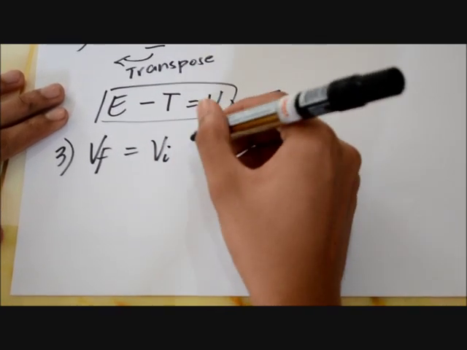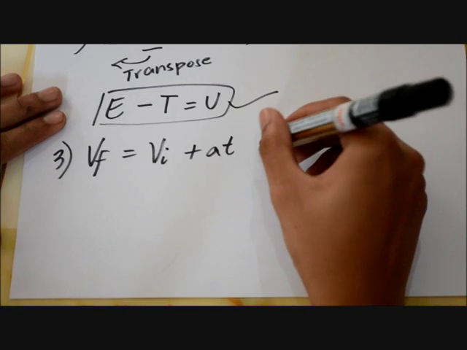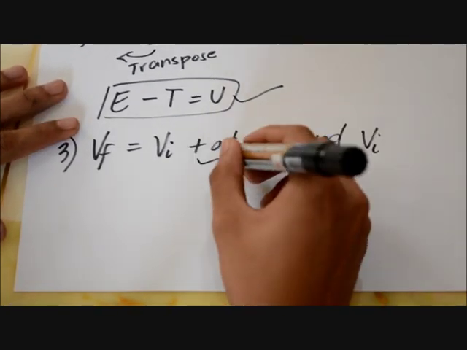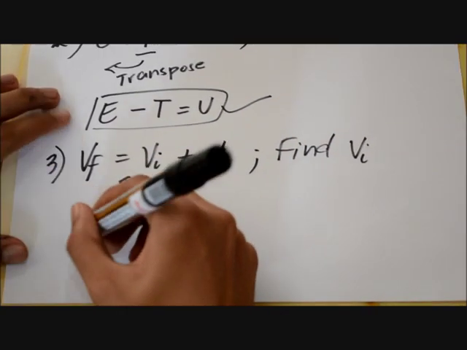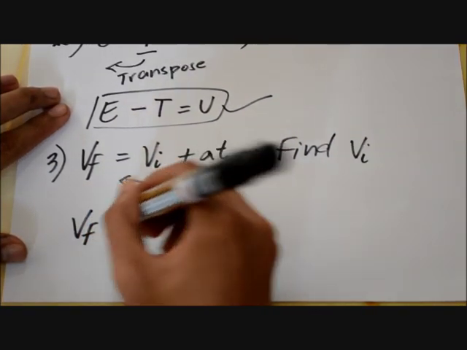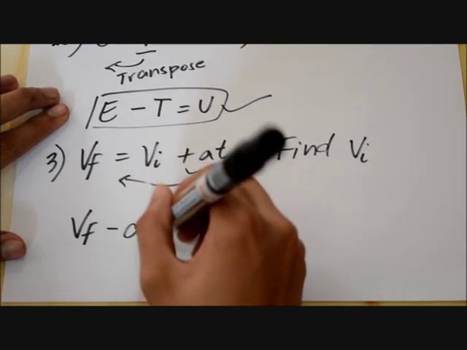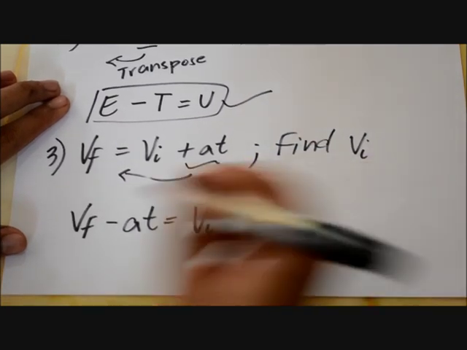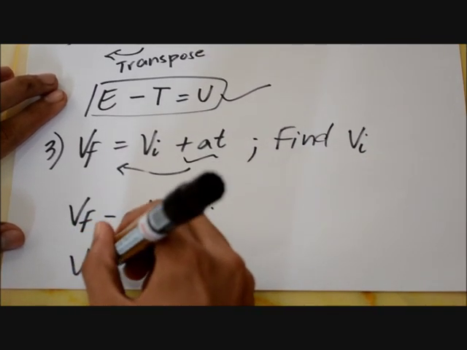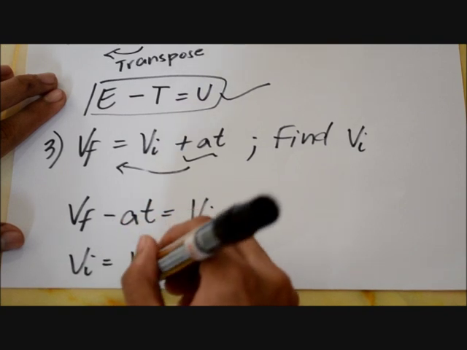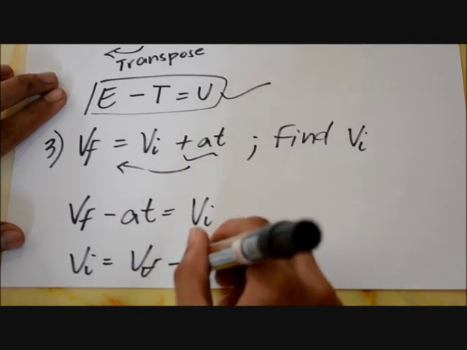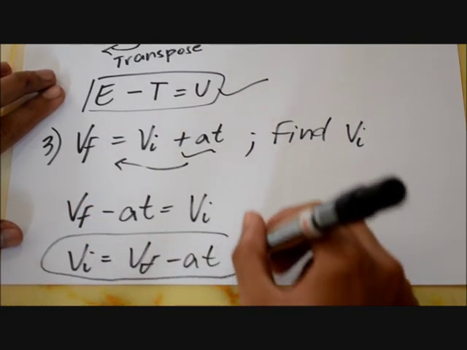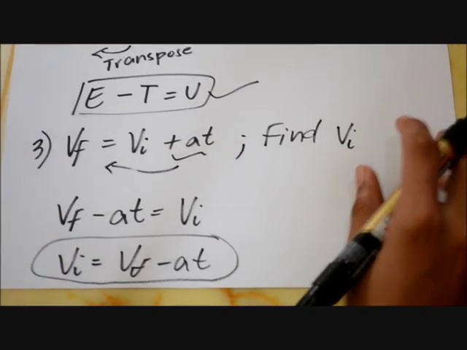Example, VF equals VI plus A times T. Find the value of VI. So we are going to transpose the value of A times T to the left side. That makes VF minus A times T equals VI. We could rewrite that as VI is equals to VF minus AT.